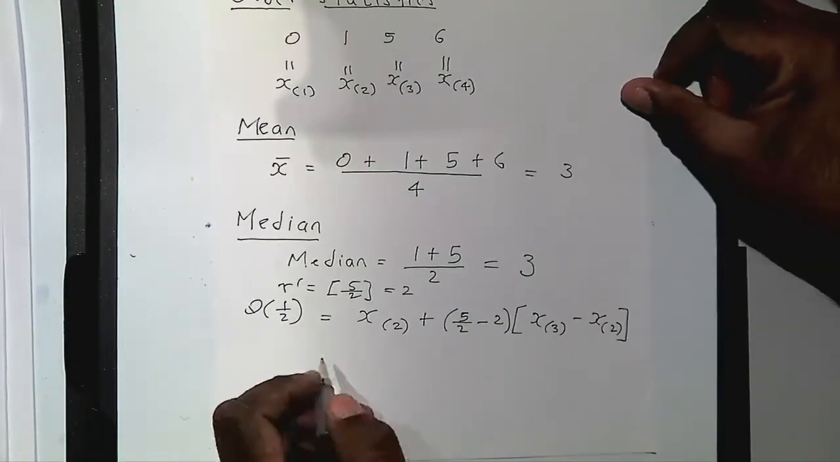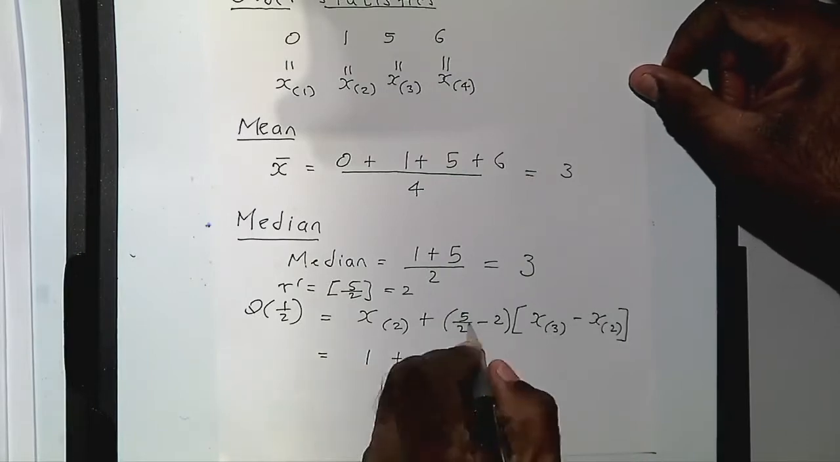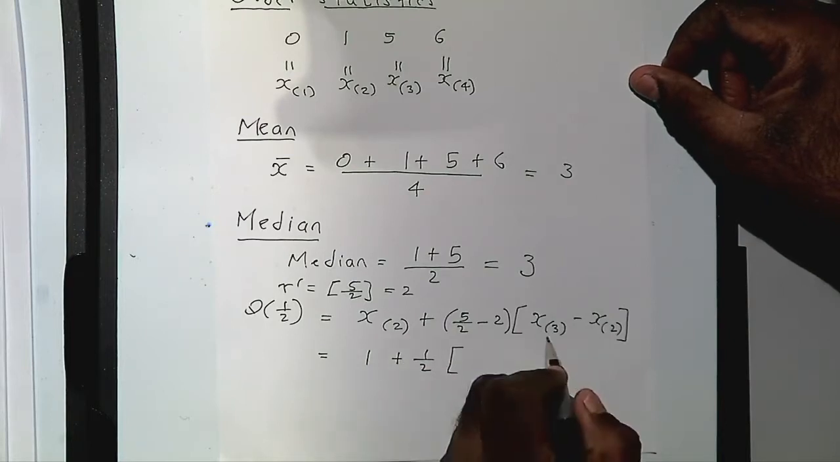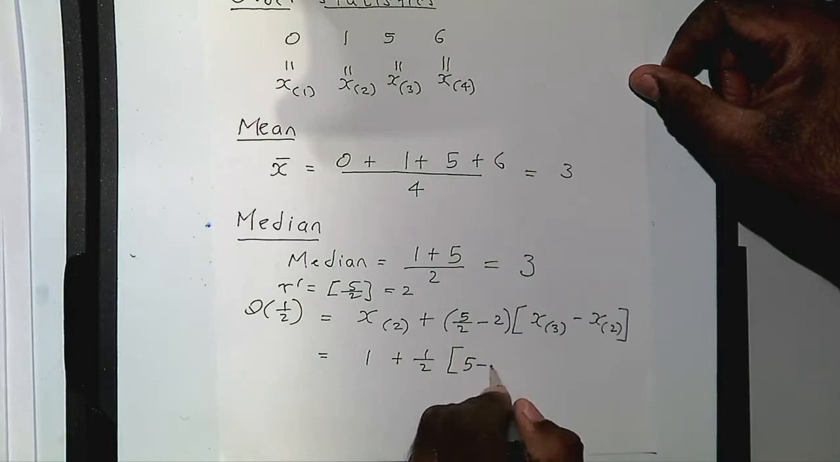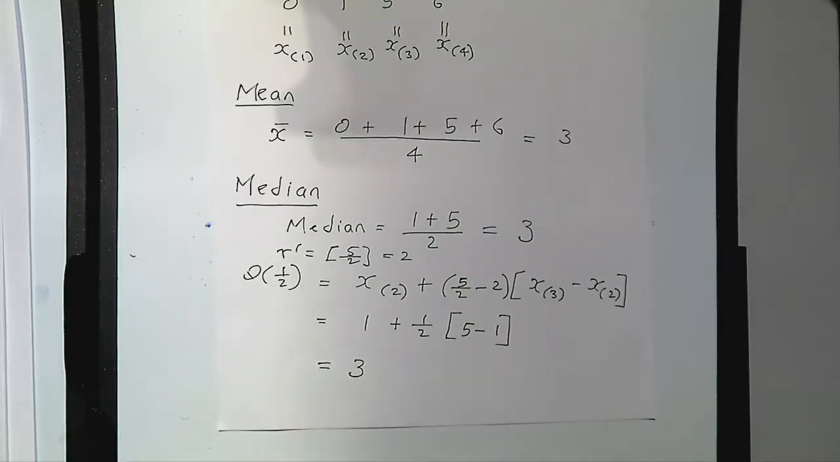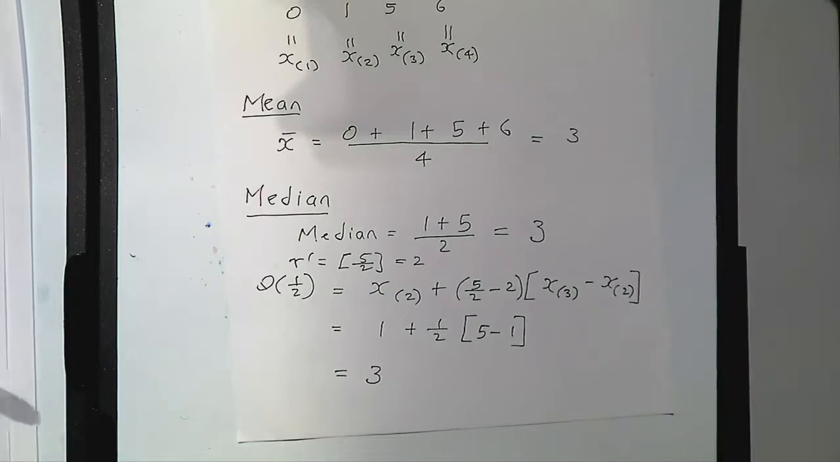Okay, so if you do that, x sub 2 is 1, plus this guy here is half, then you have x sub 3 minus x sub 2, which is 5 minus 1. So you get the answer 3. You see? So the answer is the same. So you can do the median either way: like this, or use this formula with p equal to half. You should get the same answer, right? You follow what I'm saying?